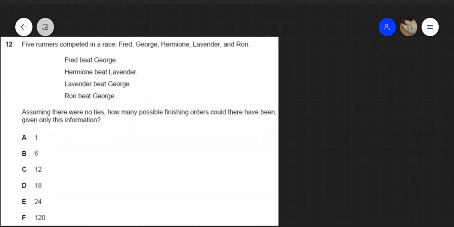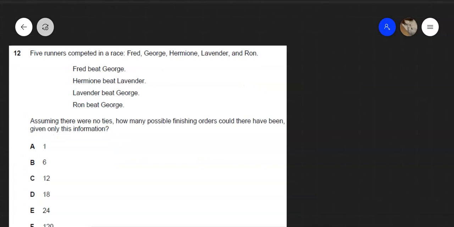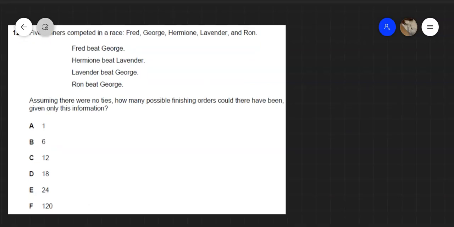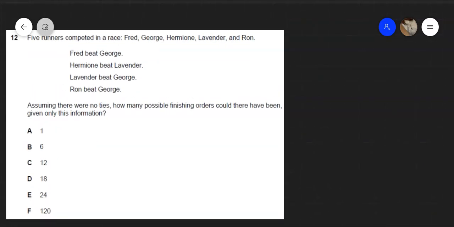Question number 12. 5 runners competed in a race: Fred, George, Hermione, Lavender, and Ron. It is known that Fred beat George, Hermione beat Lavender, Lavender beat George, and Ron beat George. Assuming there were no ties, how many possible finishing orders could there have been given only this information? So this is the combinatorics problem. We have 6 possible answers.